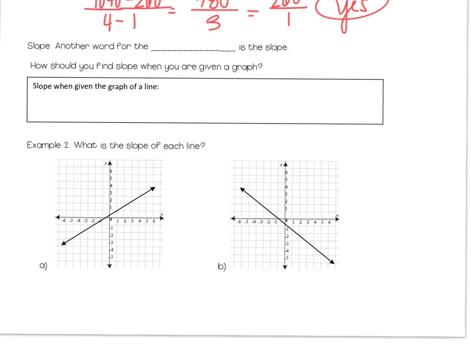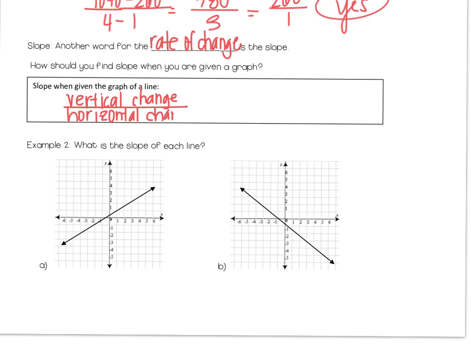Slope is another word for rate of change. And that's when you're talking about the graph itself, the way the line on the graph slopes. When you're given a graph, you find slope by looking at the vertical change over the horizontal change. It's still in fraction form, just like rate of change was. And that's going to be rise over run, which I'm sure you've heard before. How much does it rise over how much does it run?